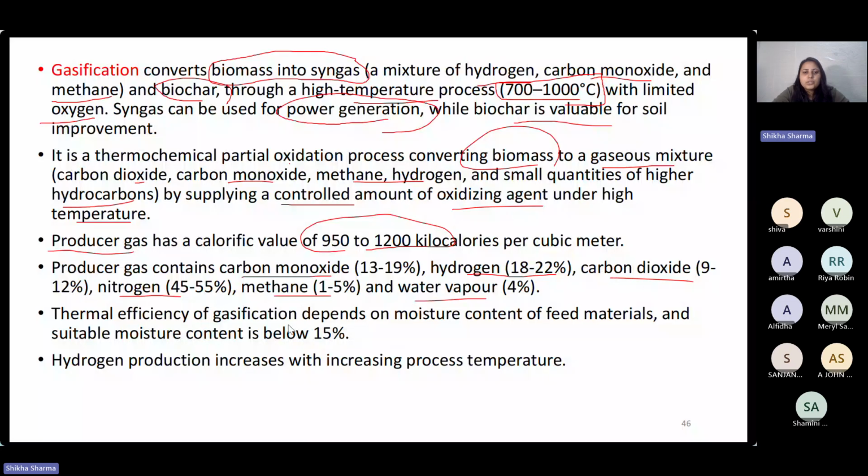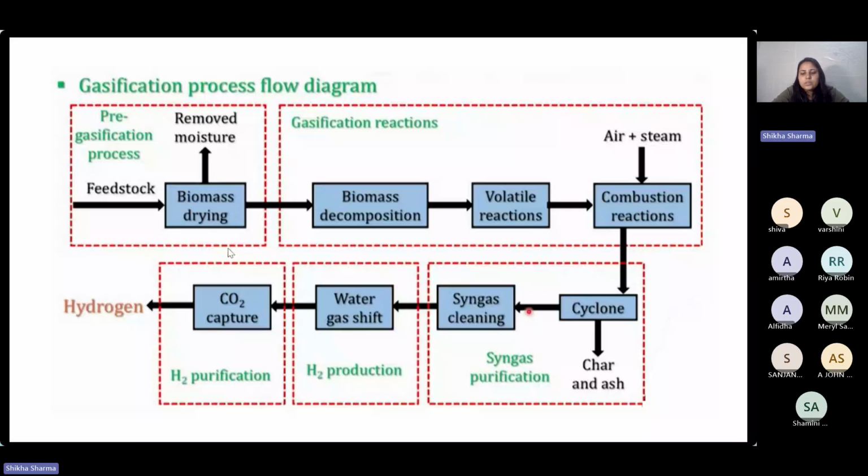The thermal efficiency of gasification depends on the moisture content of the feed material, and a suitable moisture content is less than 15%. Hydrogen production increases with increasing process temperature. So this is basically the gasification process.